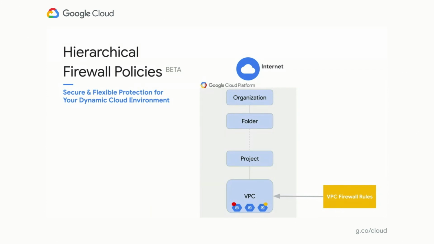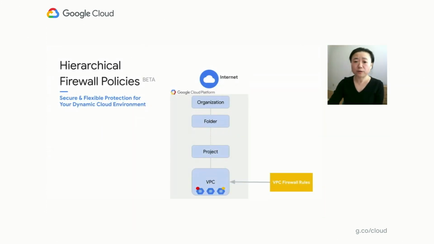Oftentimes, they want to implement some common rules across all the networks and the projects. Without a central control, it's typically very difficult to do so. Also, the project owners often do not have as in-depth security knowledge as their security team does. Therefore, they could make some mistakes and misconfigure their firewall rules, and then put their workloads at risk. How to maintain a dynamic and safe cloud environment and strike a delicate balance between control and delegation has been a constant battle for those central security teams.